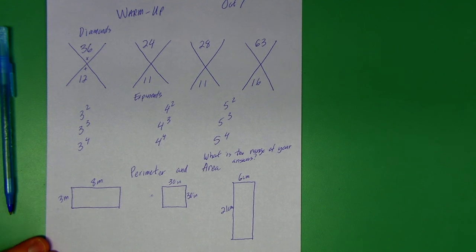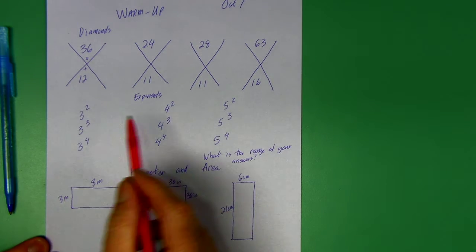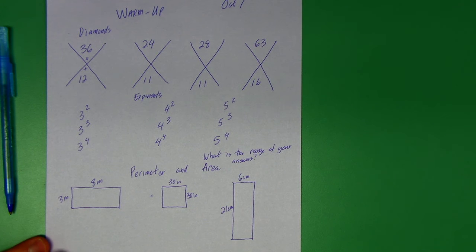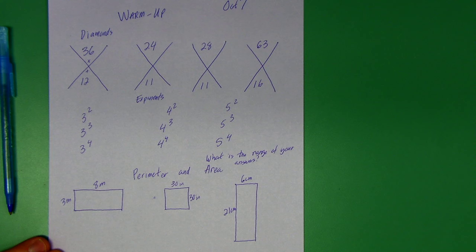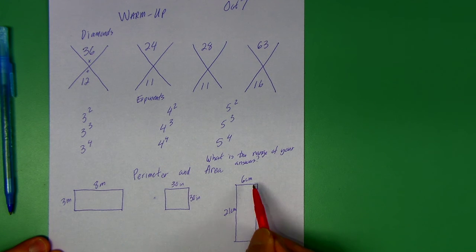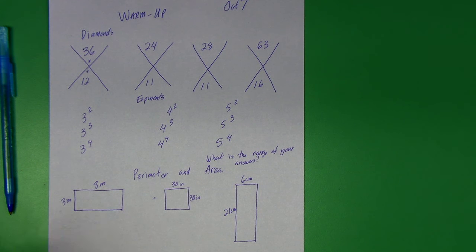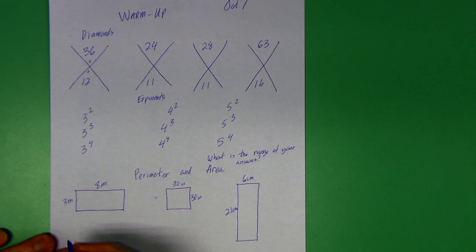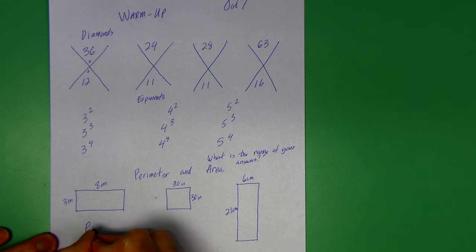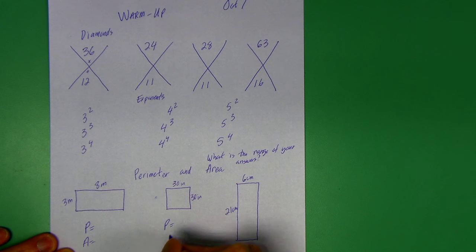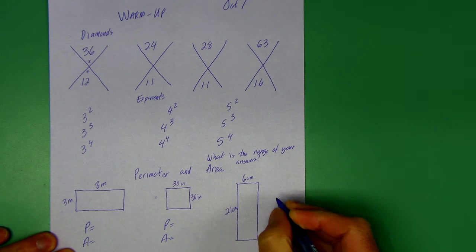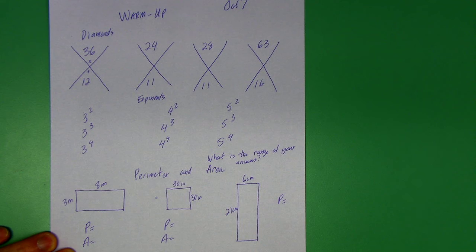So go ahead and copy down all these diamonds, copy down all these exponents. This goes in your math folder. Copy down these 3 rectangles and their measurements, right? 3 meters, 8 meters, 30 inches, that's a square, 6 centimeters, 21 centimeters. Copy all those down and then give yourself a spot where you're going to have the perimeter and the area. We're just going to use P and A for those 2 measurements.